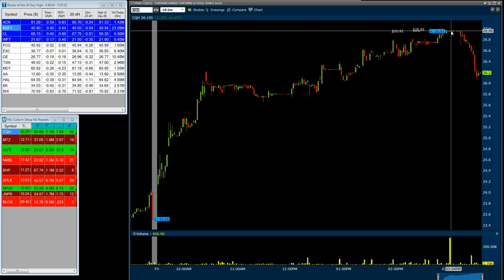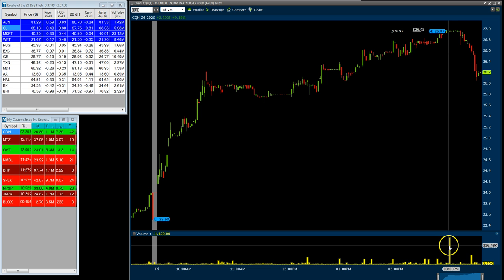Literally, the spread had tightened. It was 26.96, 26.97, 26.95, 26.96. So in other words, the spread had really tightened up. It was only a penny. But I was getting really nervous here.